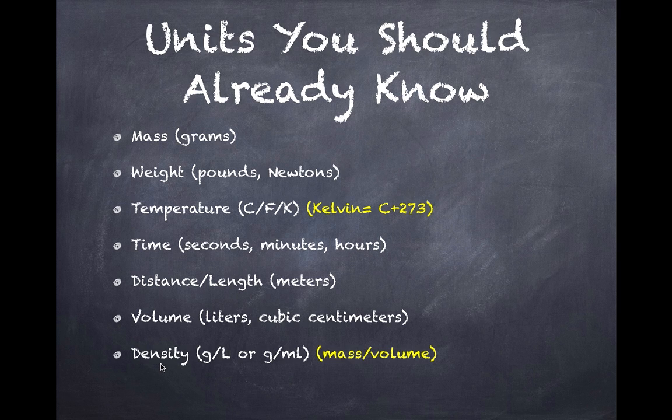And lastly, we have density. Now, density we should all be familiar with, but if you're not, the way that you can derive density is by taking the mass over the volume. So that's exactly why we have the units that we do. We have the units for mass over the units for volume. So we have grams over liters or grams over milliliters. Those are going to be the appropriate units when it comes to density. So hopefully you guys are pretty familiar with these units already, because it will make the course easier down the road.